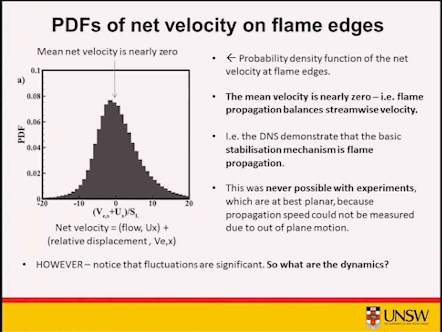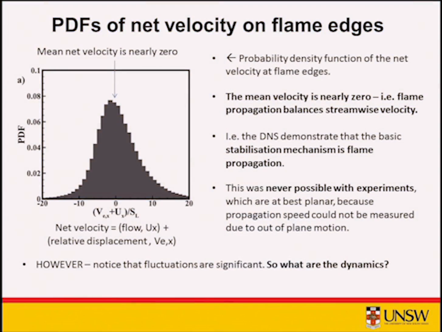It's important to note that this wasn't possible in experiments, at least to the experiments to date that I'm aware of, because the actual propagation speed isn't measured. That's because you can't distinguish the real propagation speed in one direction from out-of-plane motion of the flame in a planar measurement. So I guess that's the first time that's been demonstrated in a turbulent flame. Another thing to note, however, is that the fluctuations are very significant. They're many orders of magnitude times SL.